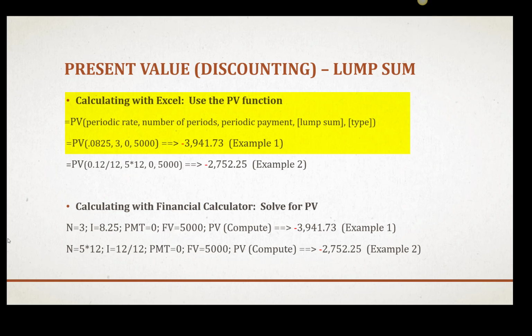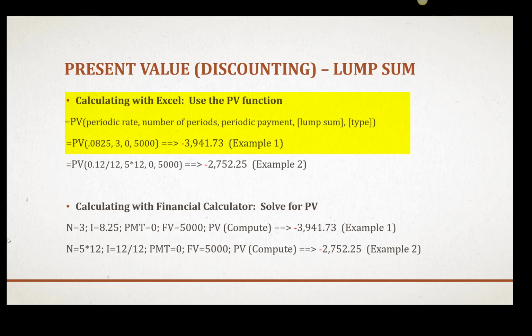Let's look at how we would do that with Excel. Here are the inputs that we would use to figure out the present value. The first input is the periodic rate, then the number of periods, the periodic payment, and then a lump sum, and the type are both optional arguments, just as with the future value function. So in this particular case, we're going to enter in 8.25% or 0.0825. And then 3 is the number of periods, 0 is the periodic payment, $5,000 is the lump sum.